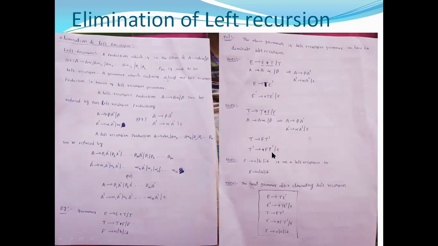So this is the resultant elimination of left recursion for the production T is production with T into F or F. So that is the production. So finally, next step 3. That is F is production with A or B or ID.